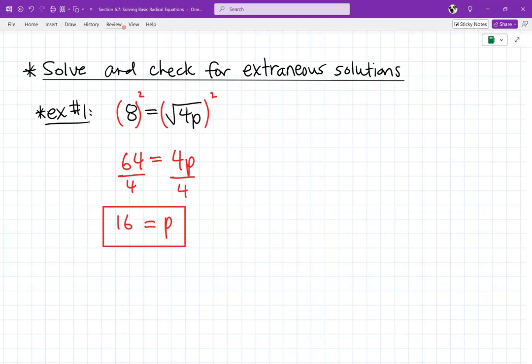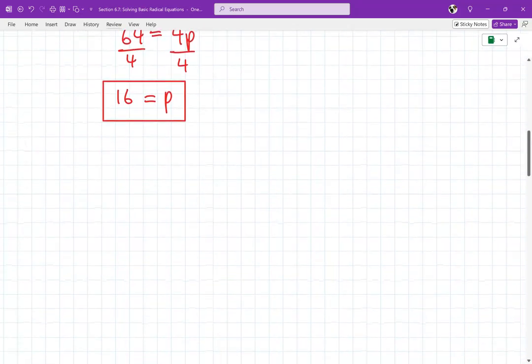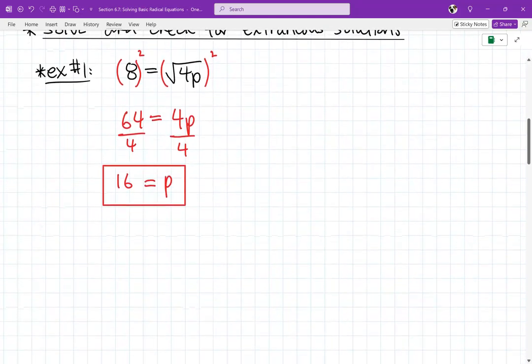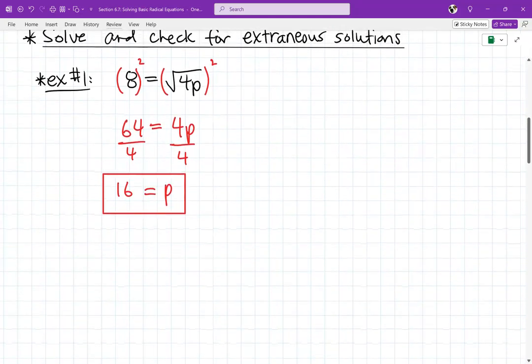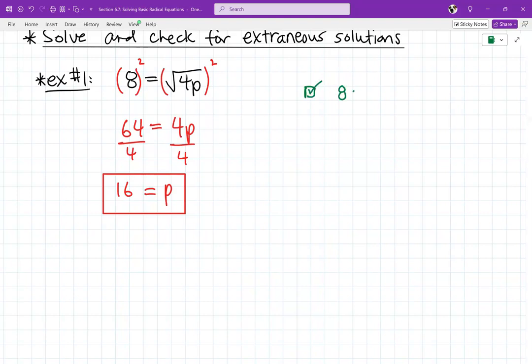And that's it. Again, now the problems might get harder in the sense that maybe there's a couple more steps I have to do after I square everything, or maybe to clean it up a bit. But other than that, this is basically it. So square both sides, solve. Now they are going to want us to check it. So in other words, plug the number into your equation. So the check step right here is basically 8 is equal to the square root of 4 times 16.